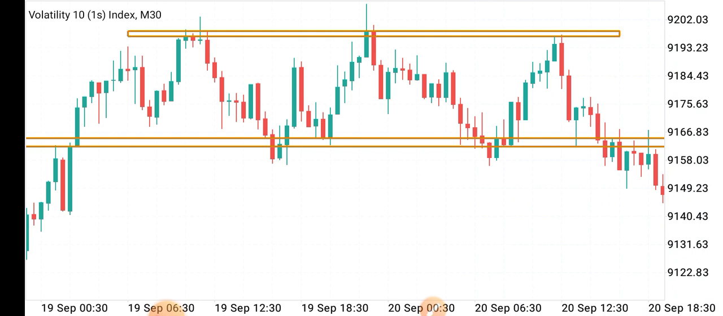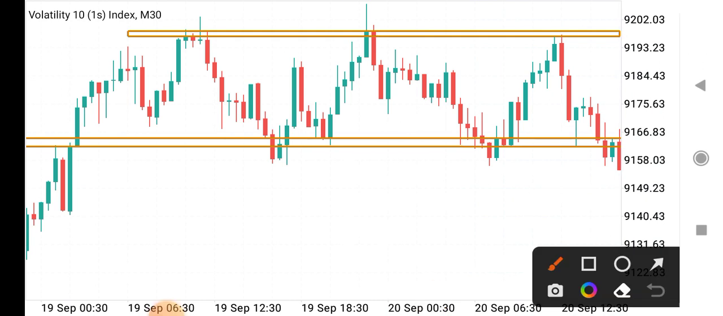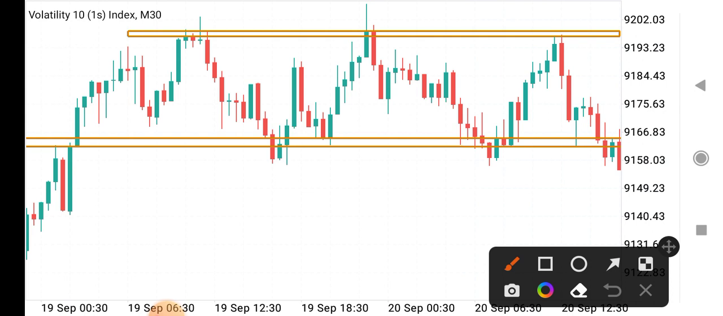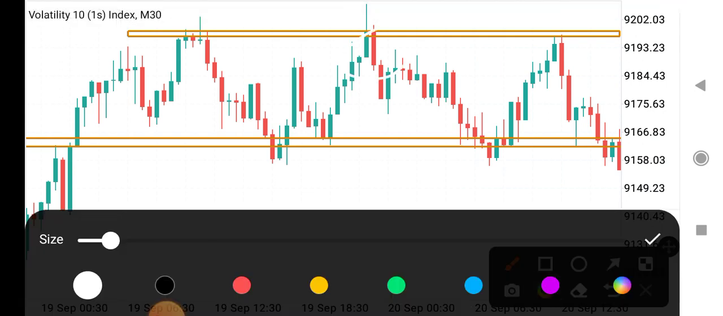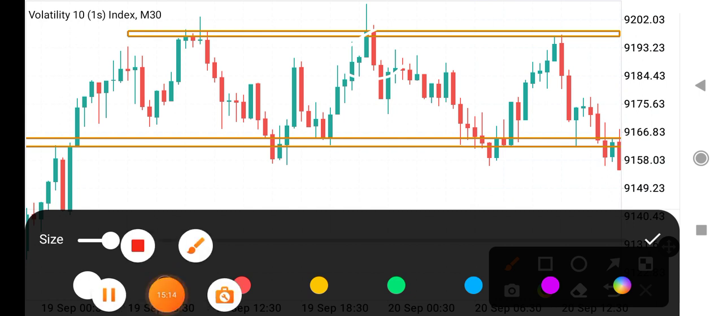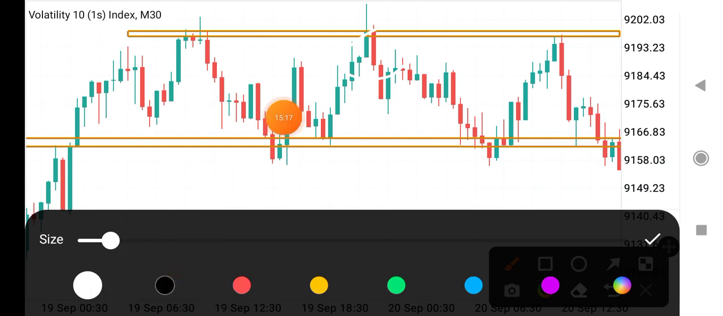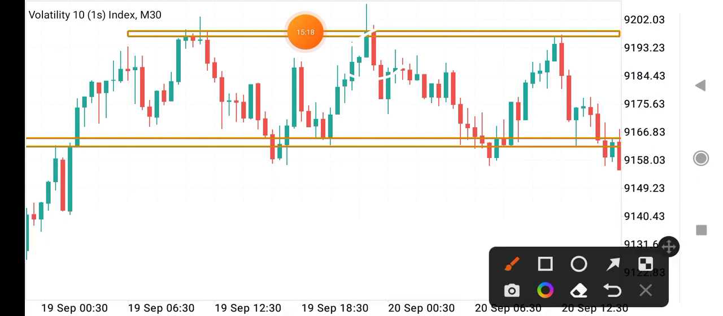So now you can see that this is a bearish... sorry, I don't know why this color keeps changing all the time. Yes, this is the bearish engulfing candlestick pattern. You can see the body of the red candle is bigger than the body of the green candle.